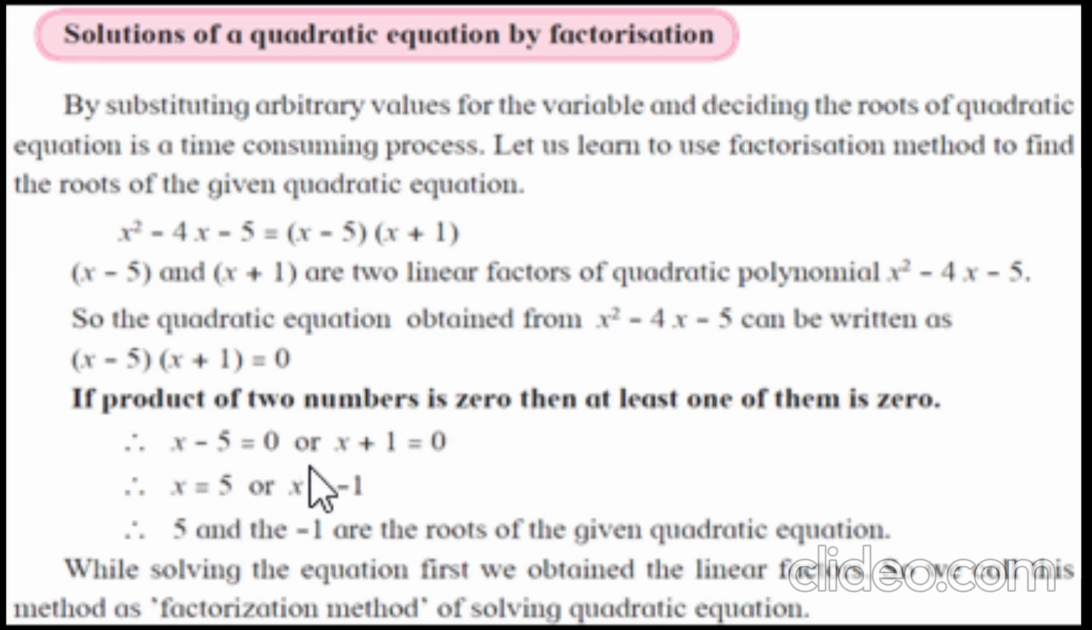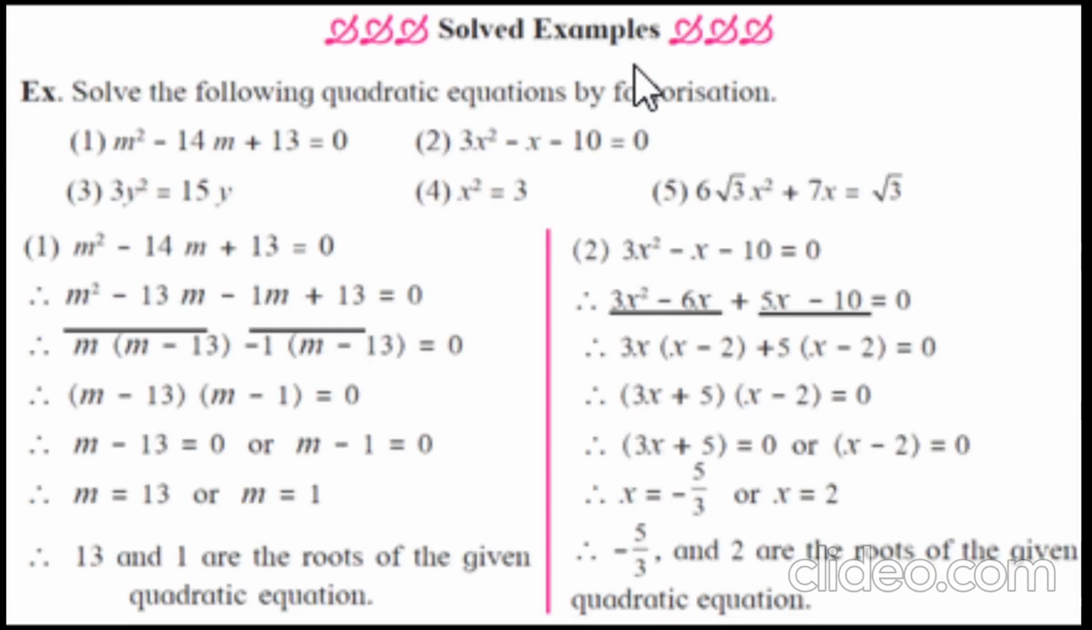Therefore, x is equal to 5. And x plus 1 is equal to 0. Therefore, x is equal to minus 1. Therefore, 5 and minus 1 are the roots of the given quadratic equation. While solving the equation, first we obtained the linear factors, so we call this method the factorization method of solving quadratic equations. Now see some solved examples. These examples will help us to solve 2.2.